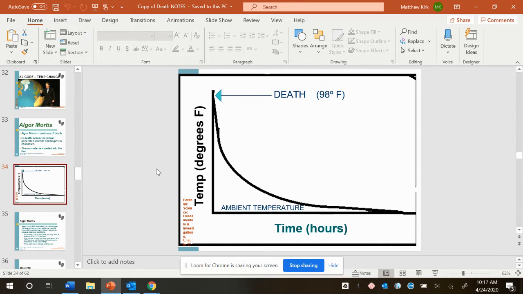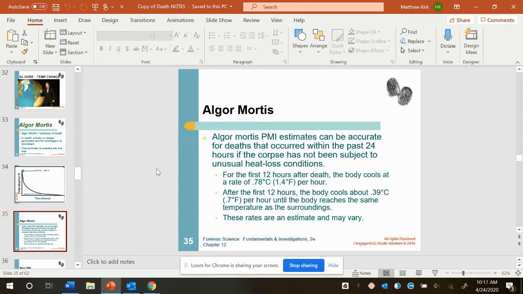between different people. Now, obviously, the outside or external temperature can have an effect on this rate, but for the most part, in the first 12 hours after death, our body is going to cool at the rate of about 0.8 degrees Celsius per hour. And then after that, the body cools at about 0.4 degrees Celsius per hour. And again, this is going to happen until the body reaches the same temperature as the surroundings. Now, again, we say that these rates are an estimate and can vary. That is true. Clothing, activity, and body size can all play a role.